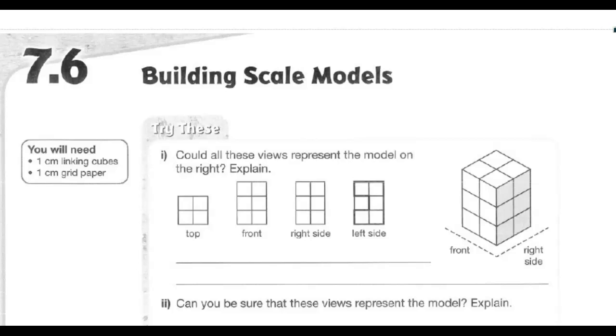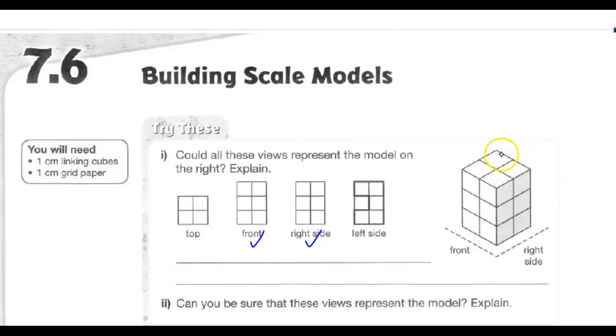Okay, so in the try these, we've done some of these. We've done top, front, right side views. We haven't done left side, but it's just the left side of the object. So we're going to check on this. It says, could all these views represent the model on the right? So remember on that isometric paper, the left diagonal is the front. So from the front, take a look. It's 2 across, 3 up, so that looks good, and it's all the same level. So that seems reasonable. On the right, same thing, all level.